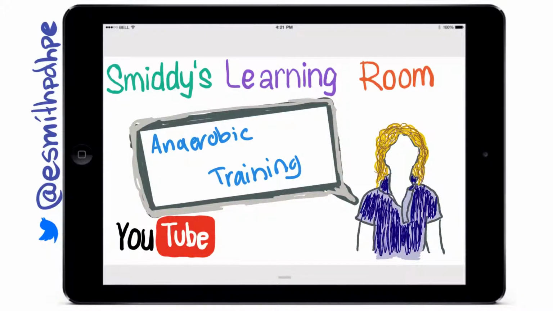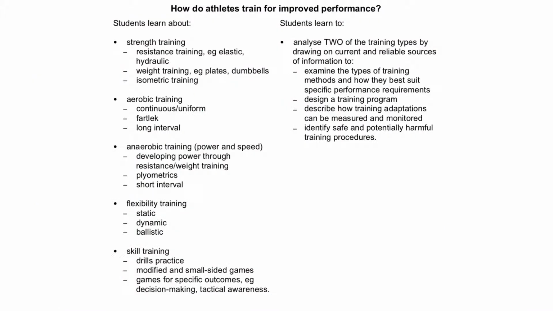Today we continue to have a look at the HSC option Improving Performance, and we're going to have a look at anaerobic training. So we're continuing to have a look at the focus question, how do athletes train for improved performance? And we previously had a look at strength training, aerobic training, and now we're going to have a look at anaerobic training as in speed and power training, and having a look at how do we develop power through resistance or weight training, plyometrics and short interval.